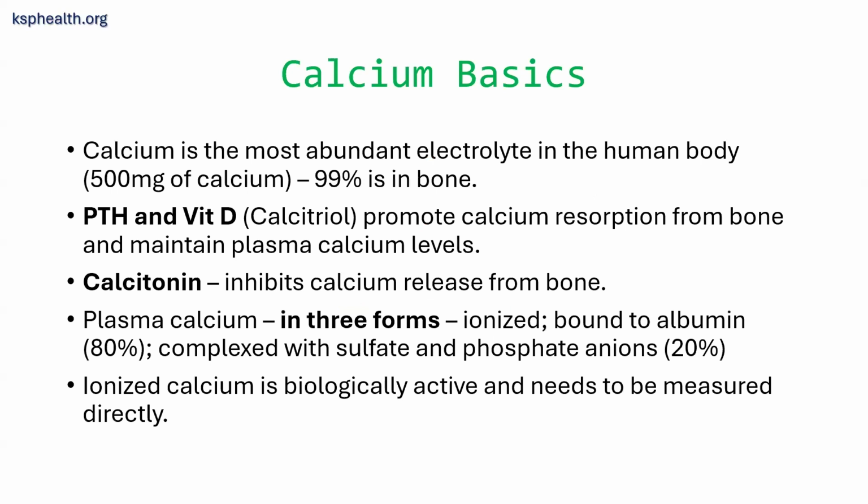Calcium. Calcium is the most abundant electrolyte in the human body. 99% is in the bone. PTH and vitamin D promote calcium resorption from bone and maintain plasma calcium levels. Calcitonin inhibits calcium release from the bone. The plasma calcium is available in three forms: ionized, bound to albumin 80%, and complexed with sulfate and phosphate anions 20%. As you can see, the active form is a very small fraction. The rest of them are bound to either albumin or other anions.